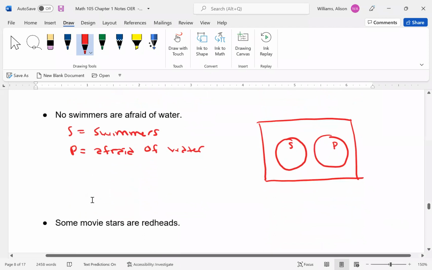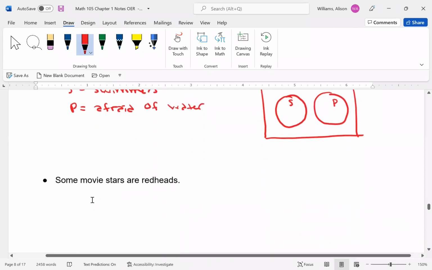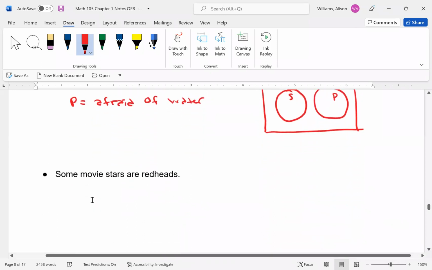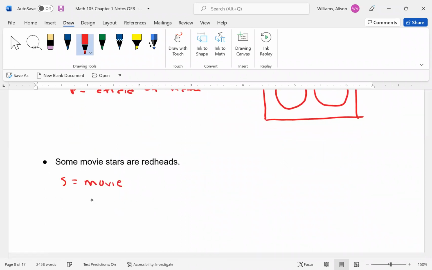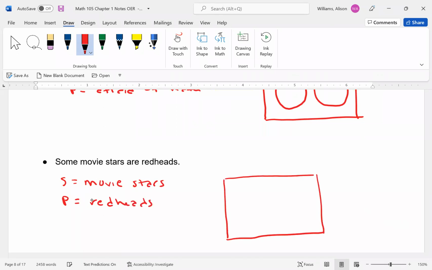Some movie stars are redheads. So in this case, S would be movie stars. P are redheads. So this would allow for possible overlap. So I want to draw it with overlapping sets. Here's S, here's P. We have movie stars and we have redheads. There are definitely redheads who are not movie stars, and definitely movie stars who are not redheads, but there are some that are. So we're allowing for that possibility.